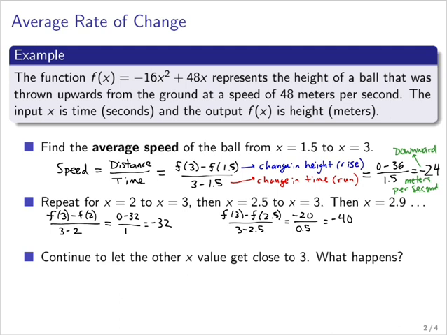And so we might wonder, well, what would keep happening if I made x get closer and closer to x equals 3? So if I did from 2.9 to 3 seconds, if I were somehow to be able to zoom in on that 1/10 of a second of time, what would the average speed of the ball be? Or if I could zoom in on 1/100th of a second, what would the average speed of the ball be? And as it turns out, if I keep doing that, those average speeds don't change greatly. They seem to get closer and closer to a specific number.